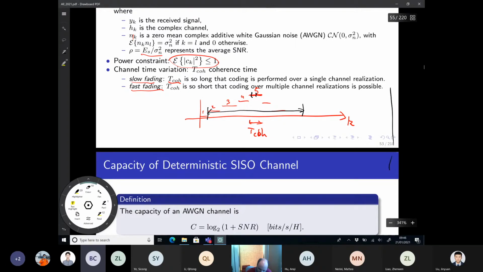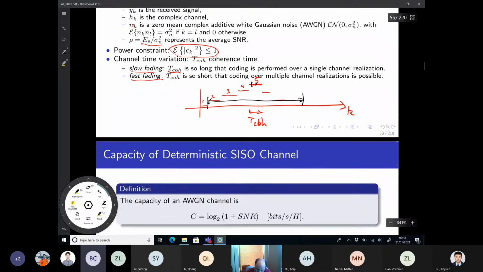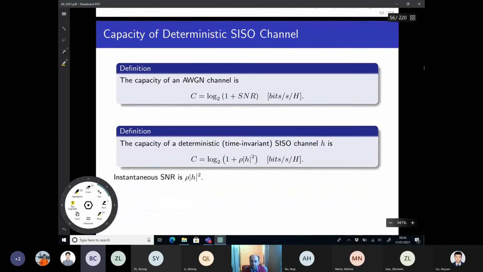Right, so let's start with the simplest case here first. I have a deterministic SISO channel. You remember from your previous course on communication, or if you take information theory, this is actually explained in detail: the maximum amount of information that you can transmit reliably is given by this channel capacity, the expression log 2 (1 + SNR).